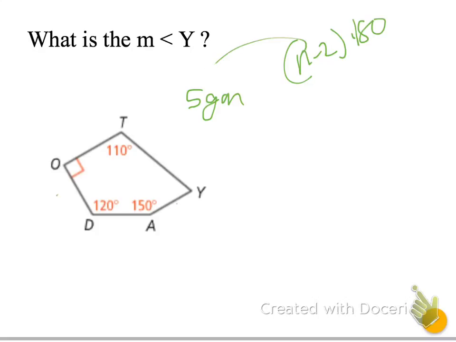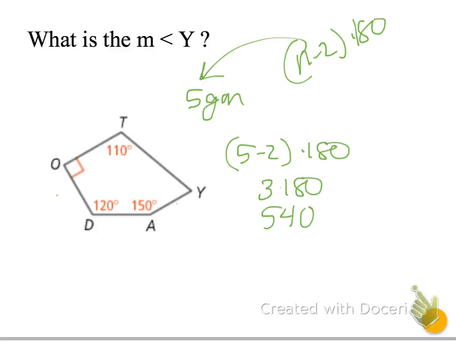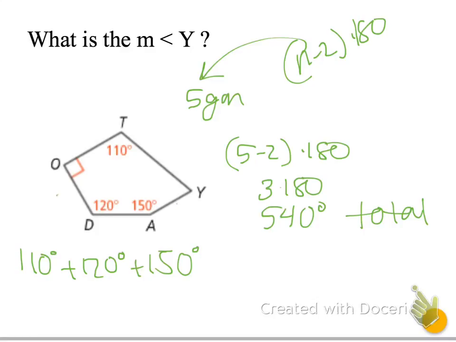So my n is going to be 5 because we determined it's a 5-gon. So 5 minus 2 times 180. 5 minus 2 is 3. 3 times 180. So there should be a total of 540 degrees in this polygon. So let's figure out how much we have. First off, we have 110. We have 120. We have 150. We have 90. Don't forget about my little square over there. And then we have this x value that we're trying to figure out. And it should total out to be 540.